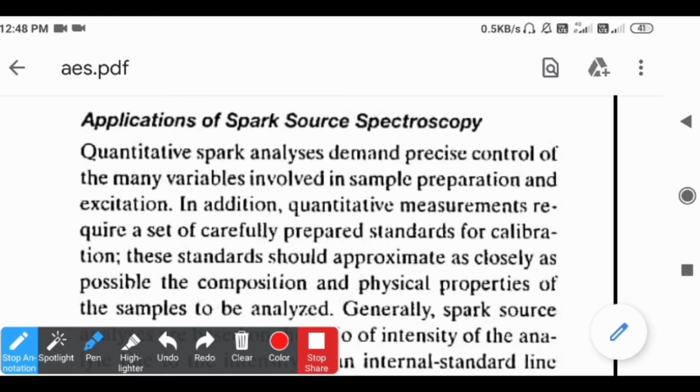Okay, but the main limitation is that we should have precise control over the various variables, like the sample preparation and the excitation process. So if you want to analyze the sample by using the spark technique, then there must be some precise control over the variables of sample preparation and excitation.